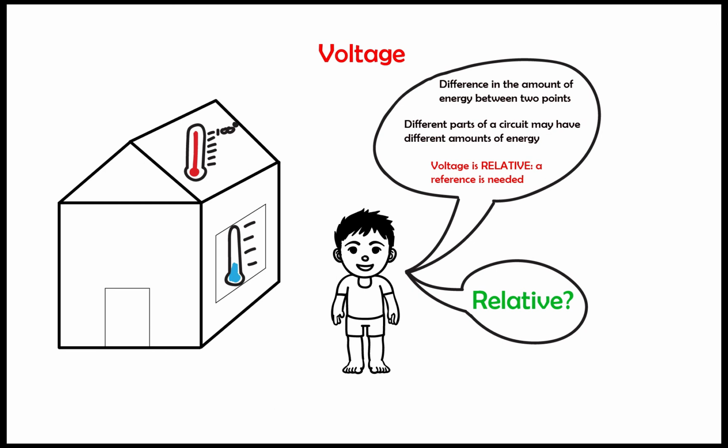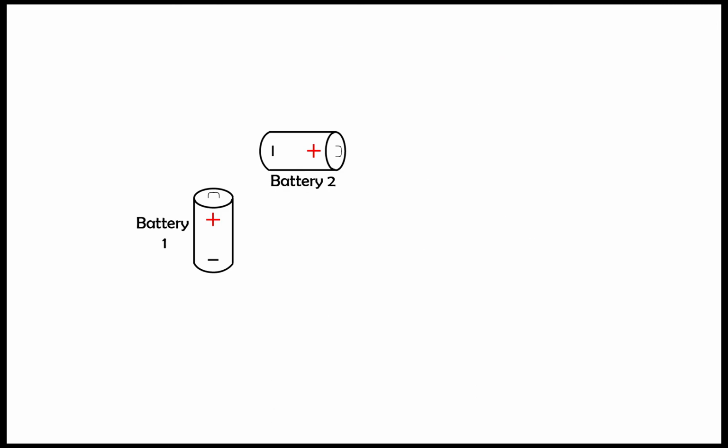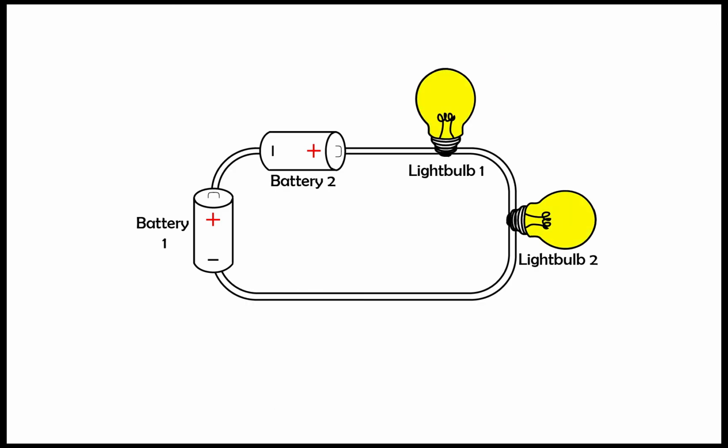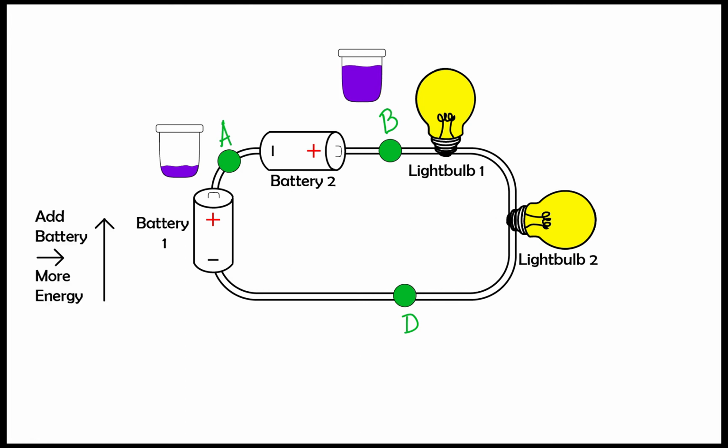To understand this concept, consider a circuit with two batteries and two light bulbs connected by a wire. Point A has some energy due to battery 1. Similarly, point B has a different amount of energy due to battery 2. Since batteries are part of the energy generating category, we know that point B has more energy than point A, and point A has more energy than point D. Let's show this energy difference with a bucket at point B that has more content than a bucket at point A. Every time we add a battery, we reach points of higher energy in the circuit.